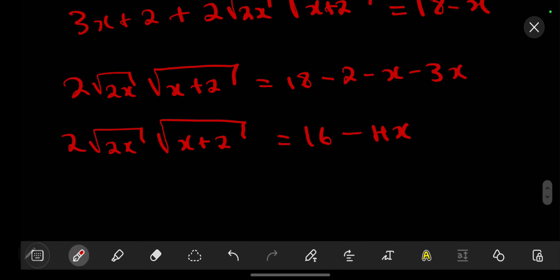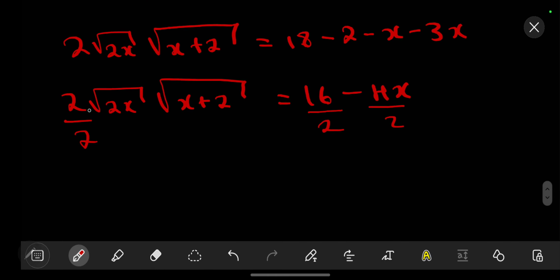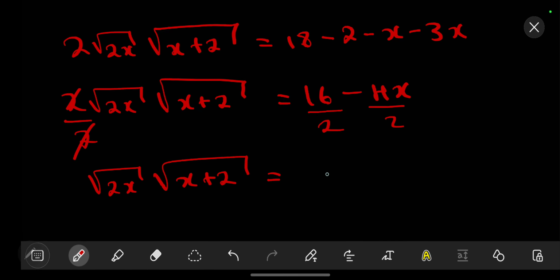Now after you reach this stage, you must make your problem simple by dividing; a 2 is common throughout, so divide over 2 over 2. This 2 is affecting all this, so you can only divide it once. So we are going to do that. Then we are remaining with 2x times the square root of x plus 2 should be equal to 16 divided by 2 gives us 8 minus negative 4 divided by 2. That one gives us 2 like that.